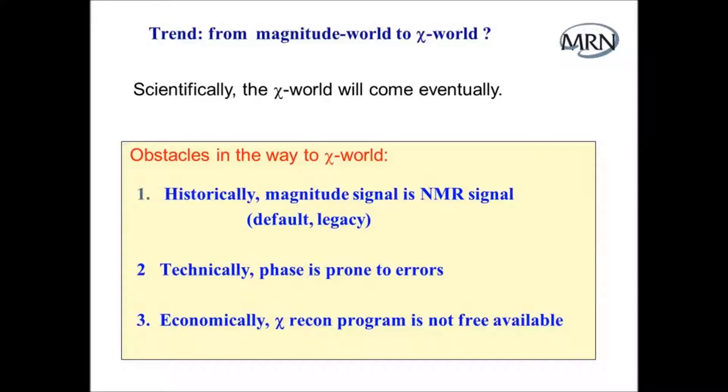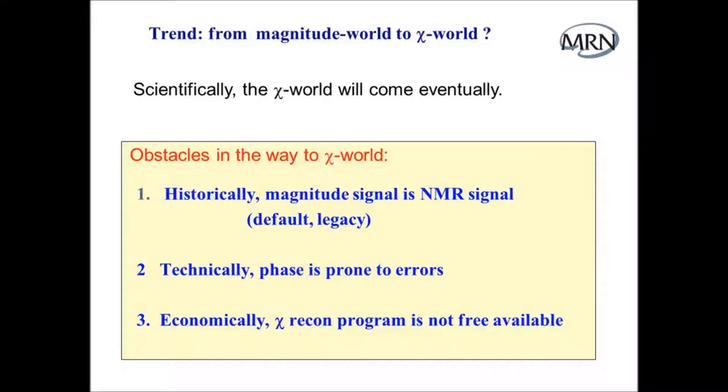Technically, I think MRI phase is prone to errors. I think right now, on the Siemens machine, the phase reconstruction is not optimal. So some people still work on how to get the optimal phase reconstruction in the scanner. But for magnitude, it's well done. It's already optimized.